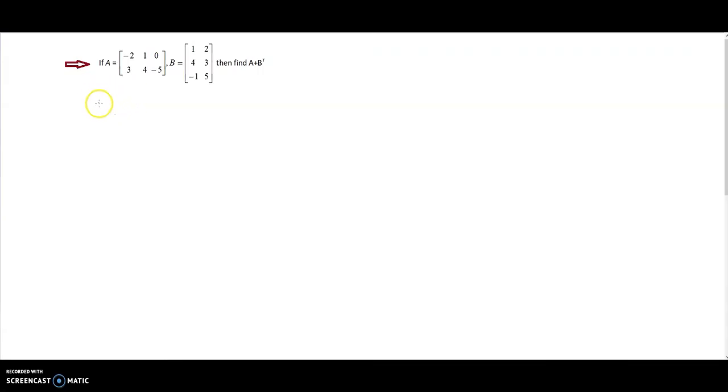Let us see a few examples on transpose of a matrix. This is one problem. If A equals -2, 1, 0, 3, 4, -5, B is a matrix 1, 2, 4, 3, -1, 5, then find A plus B whole transpose. So we are given matrix A and matrix B. We are asked to find the sum of A and B transpose.